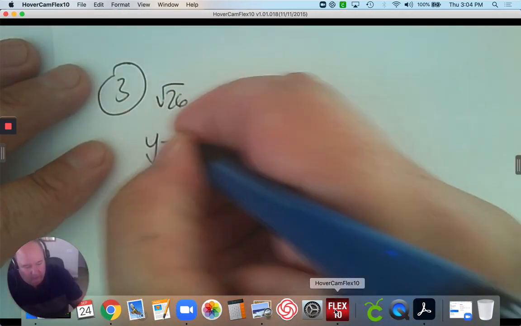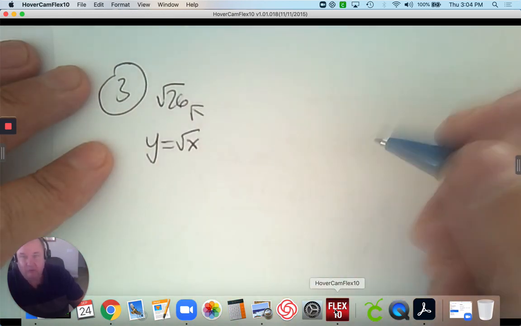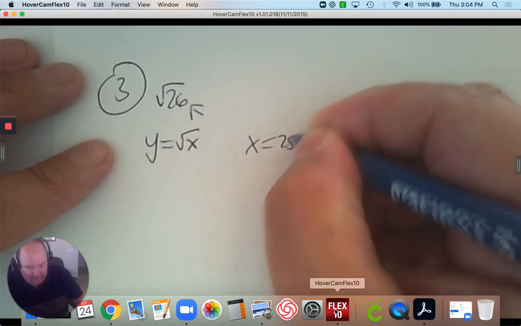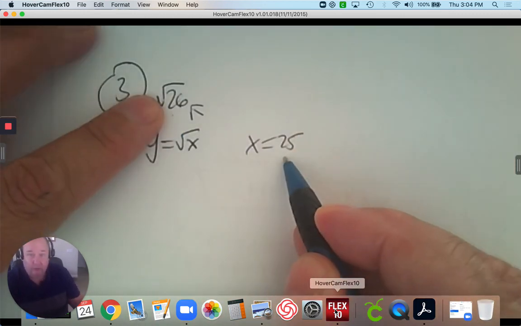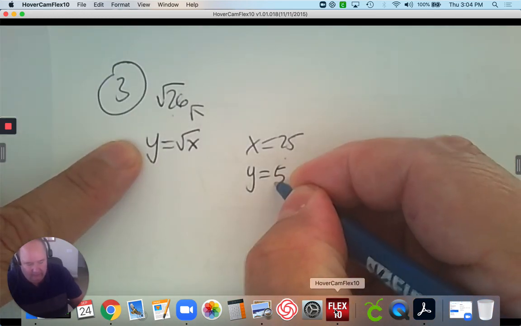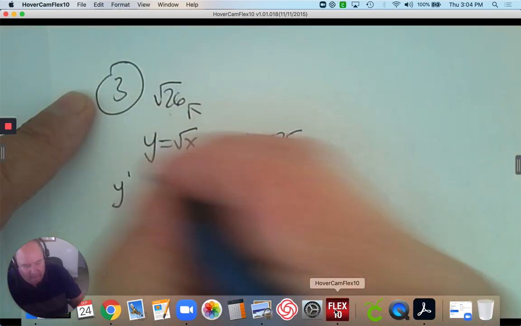Start with the equation y equals root x, right? And we want to pick a point that's close to root 26. So at 25, the square root of 25 is close to root 26. And if that's the case, then y would equal 5. And I want to find the slope of the tangent line. So in other words, I need to find the derivative of that.